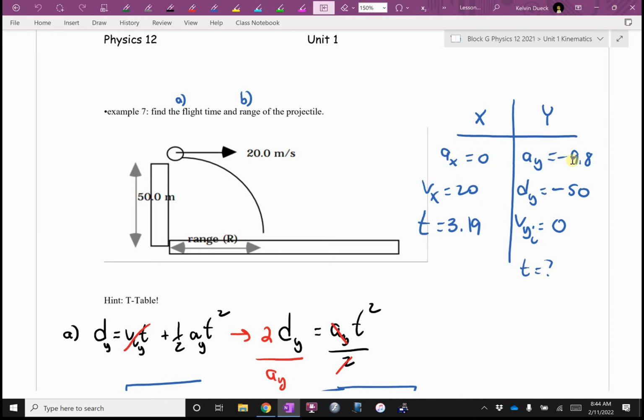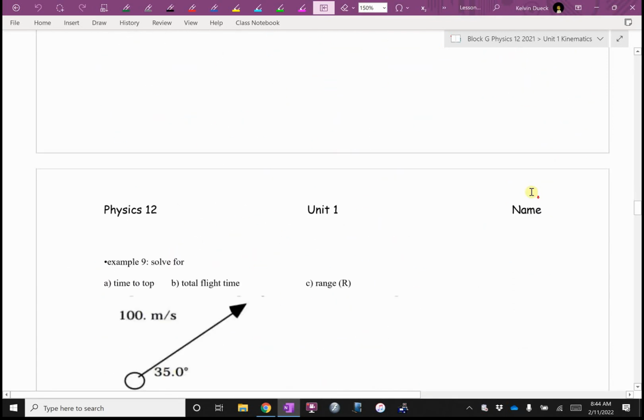Somewhere along the way, you'll know three things. Once you know three things, you can find the fourth. And the joke I said is we'll usually spend most of our time finding time. Why? Because that's the one that can go in both columns, because it's a scalar. So it can go in horizontal or vertical. So we did one launching horizontally from a cliff.